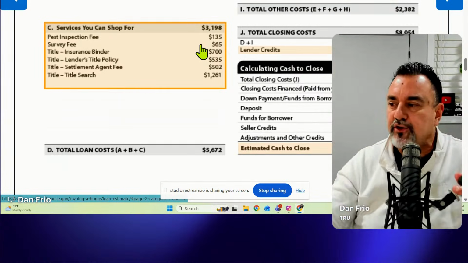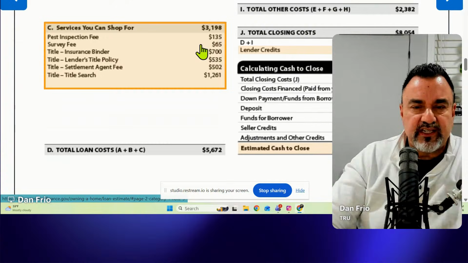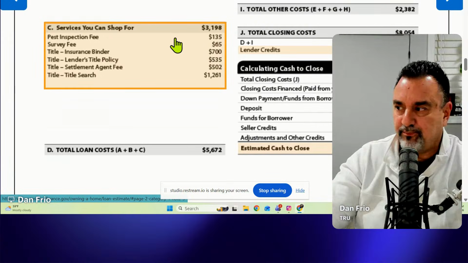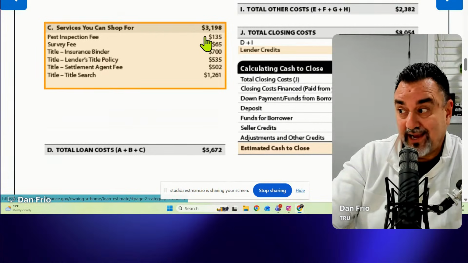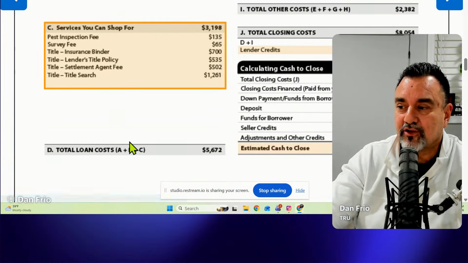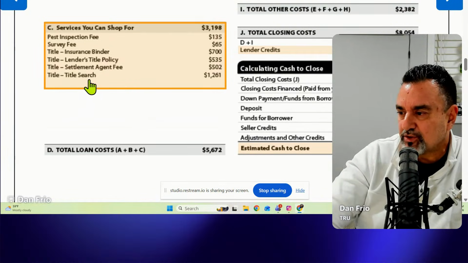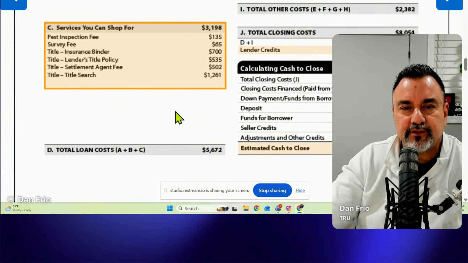But here's what I want you to understand. Companies will deceive you here. They'll just come in here and say, okay, well, Dan, I know he's going to send the disclosures. They're going to be accurate. So I know they're going to be $3,198. Well, here, I'm going to beat Dan's quote. I'm going to go in here and just fudge the title search. Let's make that $100. Okay?